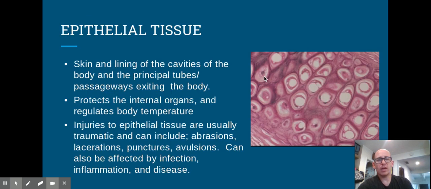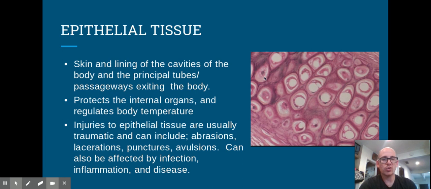Okay, so we'll look at the first type of tissue. That's epithelial tissue. Basically, this is skin and the lining of all the cavities of the body and the principal tubes, passageways that exit the body. So the inside of your nose is lined with epithelial tissue, the inside of your mouth, the inside of the other end. All of that is lined with epithelial tissue. The two major things that epithelial tissue does is it protects internal organs. So obviously our skin is a protective coating, and the insides of our inner passageways protect what's on the other side of them.